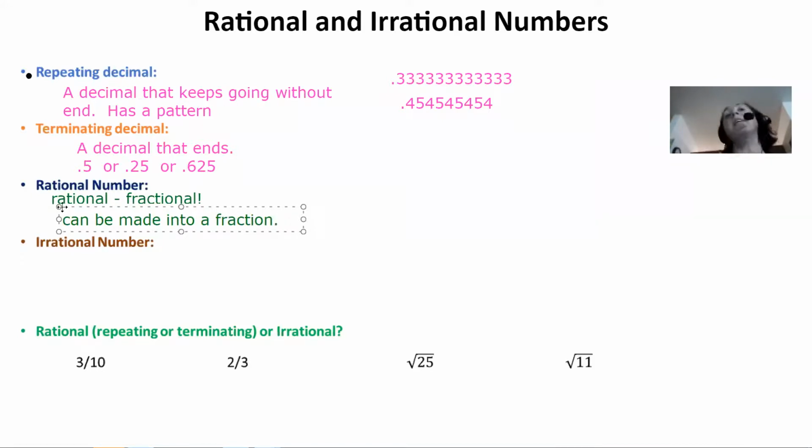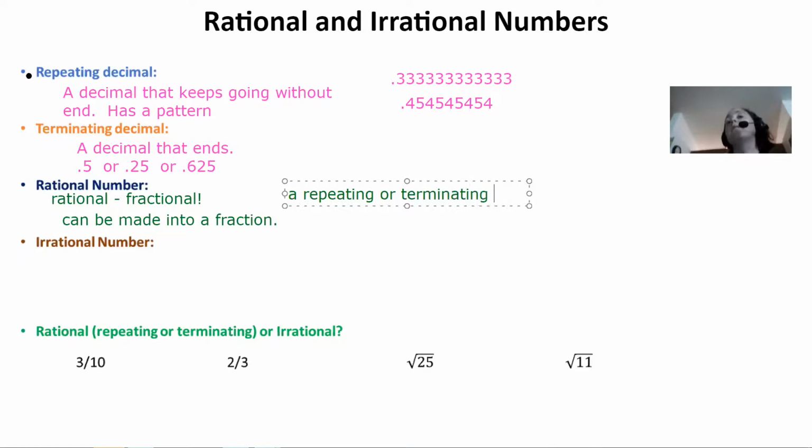So this means if you see a decimal, a rational number is a repeating or terminating decimal. So it's a decimal that keeps going without end, or has a pattern, or a terminating decimal, a decimal that stops.